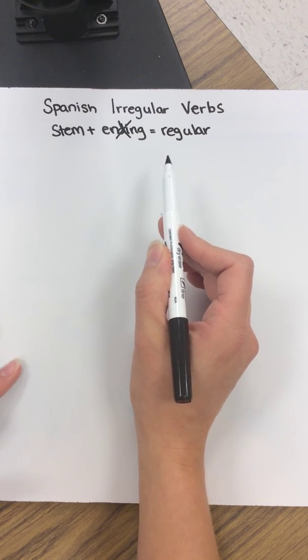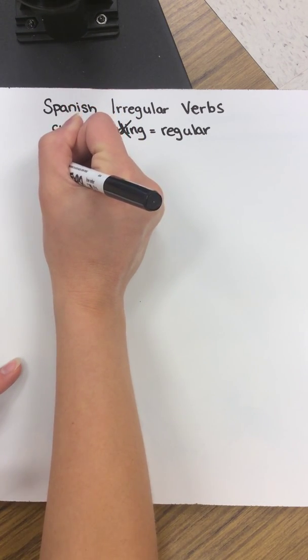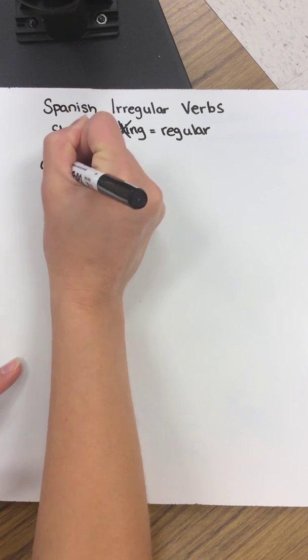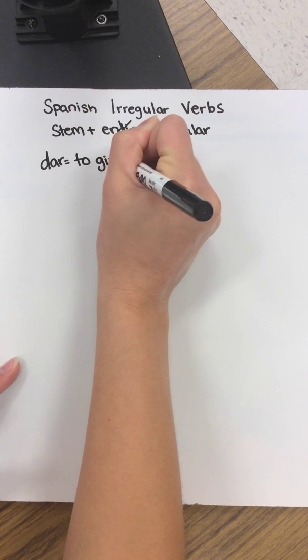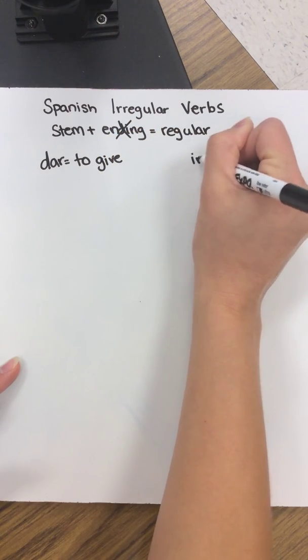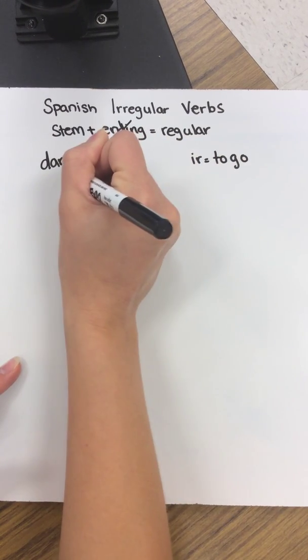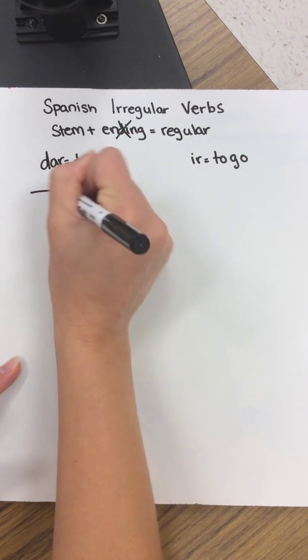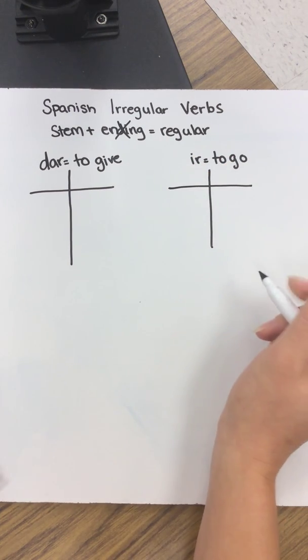So today we're going to talk about the 5 irregular verbs, dar, ir, ser, estar, and ver. So let's first start by talking about what these verbs mean. Dar means to give. Ir means to go. And just like in your last video, I'm going to put them in a T-chart, just for organizational purposes.